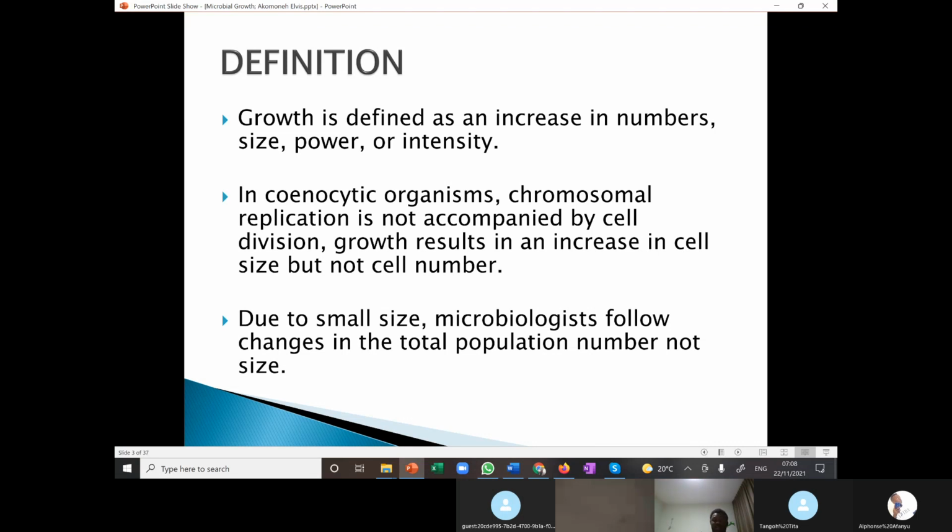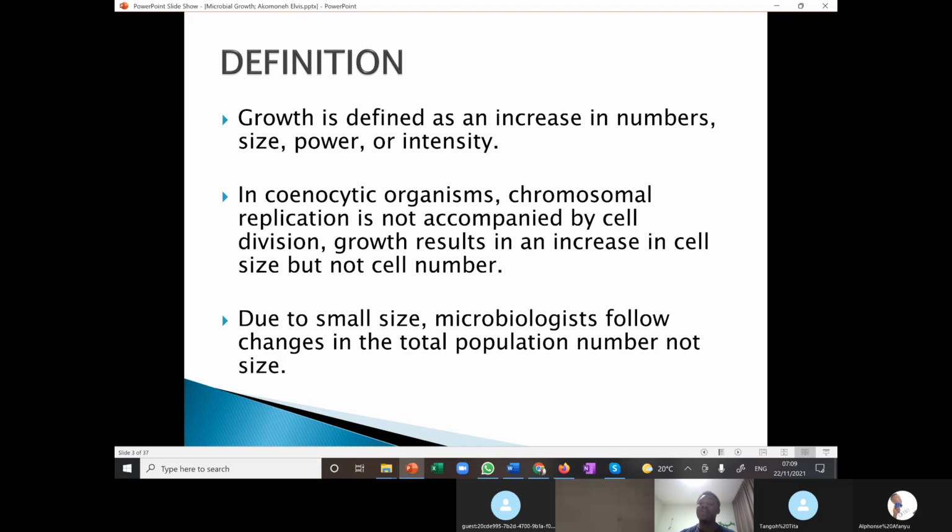When we refer to growth in multicellular organisms, we are usually looking at an increase in size. When you look at a baby today, and 5 years after you look at that same baby, he or she is already too grown up. You yourself can reflect on your size about 10 years back. You realize that you have actually grown.